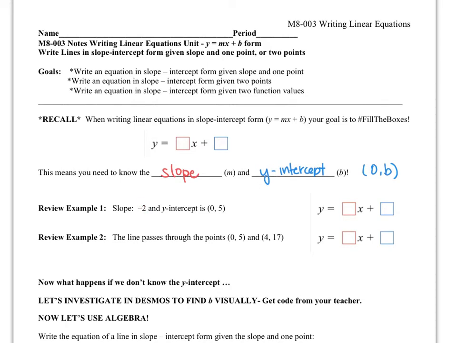So here I know that my slope is -2, so that's going to go into my first box. And since my ordered pair is (0, 5), that means my b value is 5. And the reason for that is because if I were to graph this point, it would land directly on the y-axis.